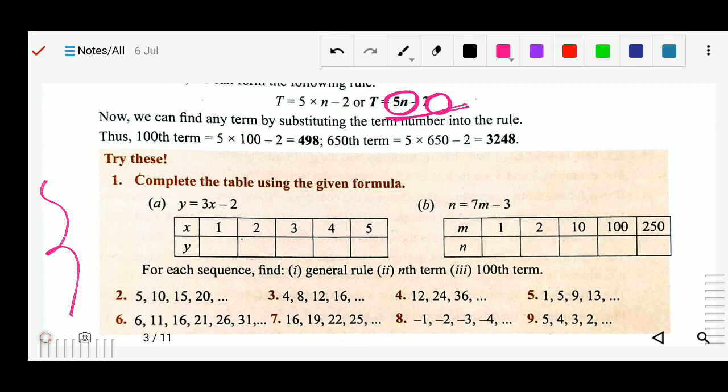Now this one, a, b, and question number 1, 2: you have to find the pattern and do it. You have to find the nth term, the 100th term, and the general rule. So you have to write the general rule, the nth term, and then after that the 100th term. So you have to practice it. If you have any problem you can ask. Okay.